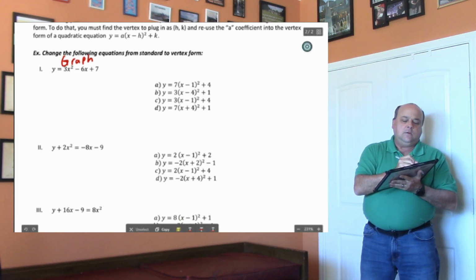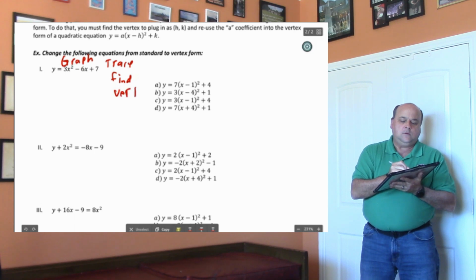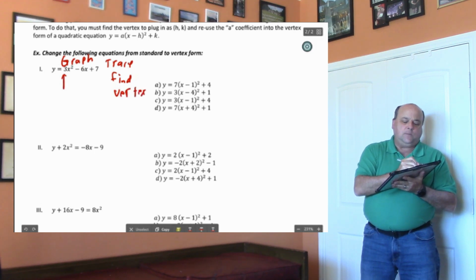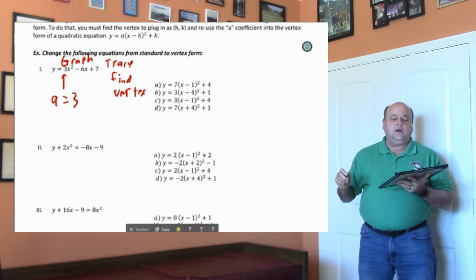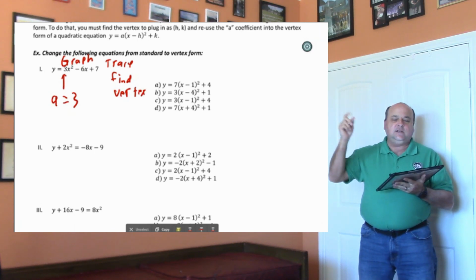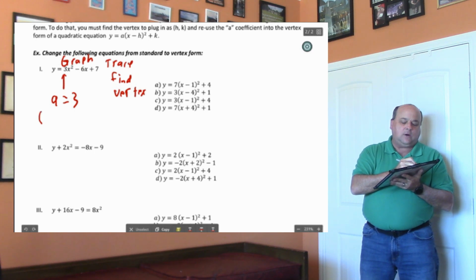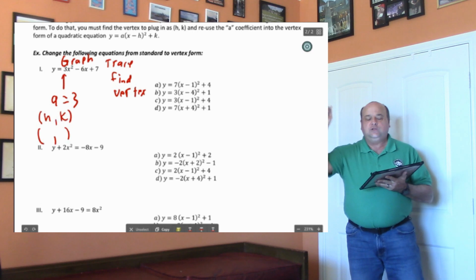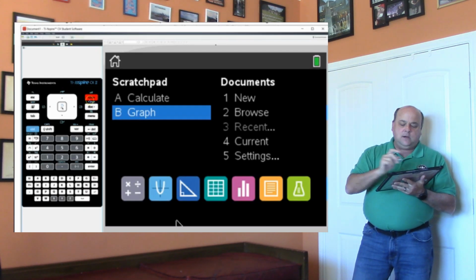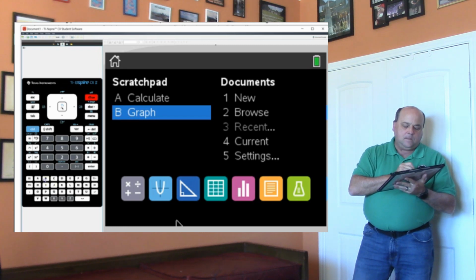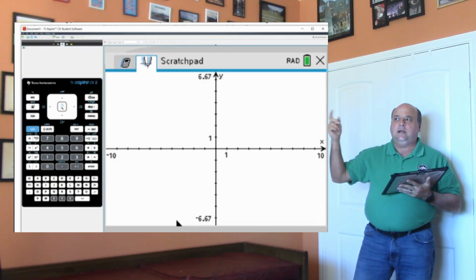Now then, on this right here, what we're going to do is graph this, trace, and find the vertex. Also, this number right here is the a, isn't it? That number right there is the a. So all we need is the vertex. We need the h and the k, right? H, comma, k. We need that ordered pair, don't we? So let's go to the calculator. Hit the home button, then hit graph. If you have a graph there, hit delete, delete, delete.